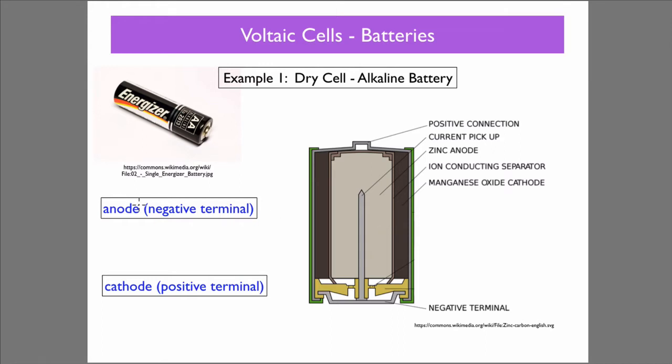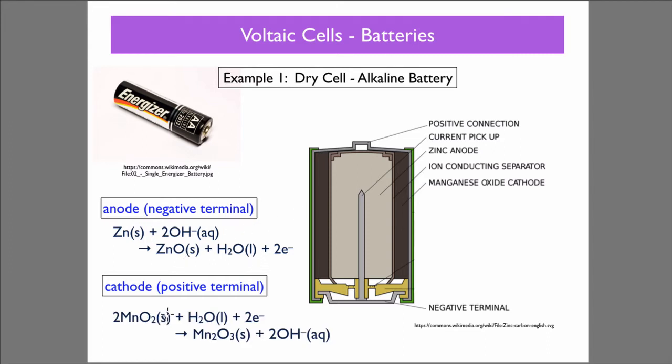What's going on at the anode? Let's have a quick look. Well, you've got zinc reacting with hydroxide ions to give zinc oxide, water, and giving up electrons. And obviously, you've got these hydroxide ions, that's why it's called alkaline battery. At the cathode, we've got magnesium oxide reacting with the water and the electrons given out by the negative terminal to give us this magnesium oxide here, and hydroxide ions are given up.